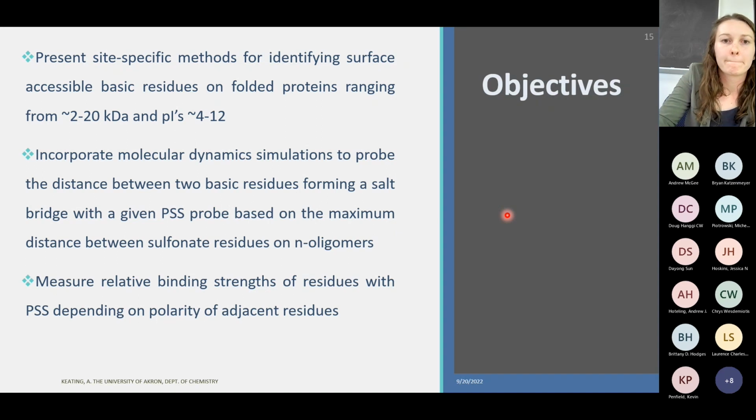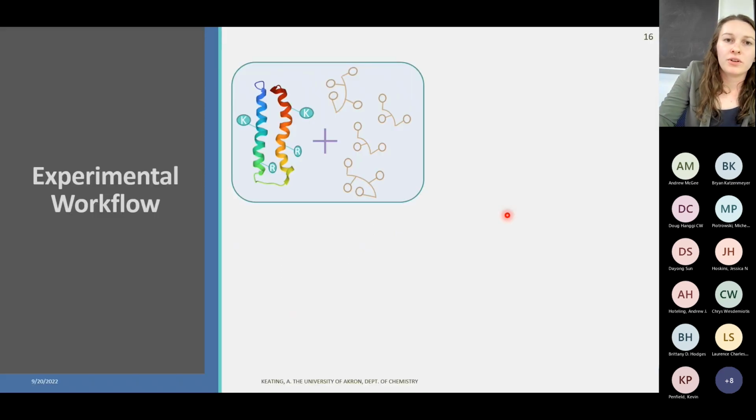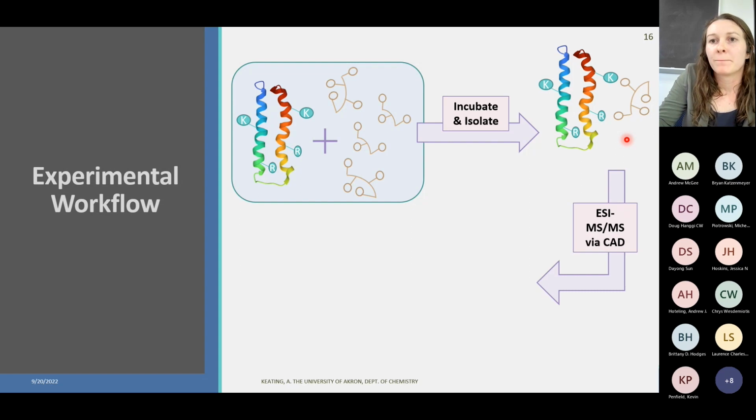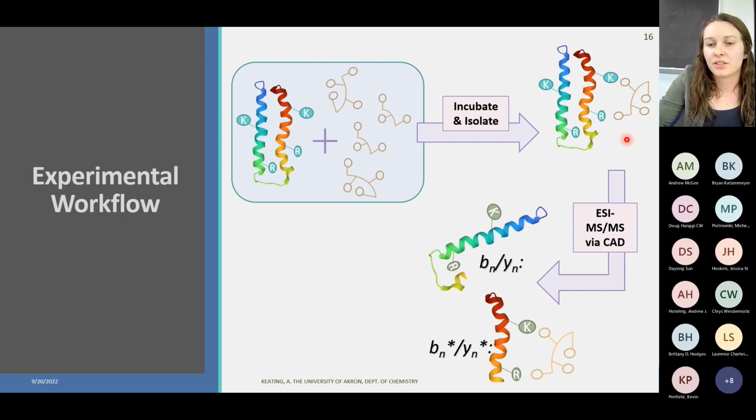So the workflow that we do is we take the protein and incubate it with polystyrene sulfonate and ultimately isolate this complex species. This is done under biological conditions. You might have to purify it if necessary, and then it's directly analyzed through ESI-MS using collisionally activated dissociation.